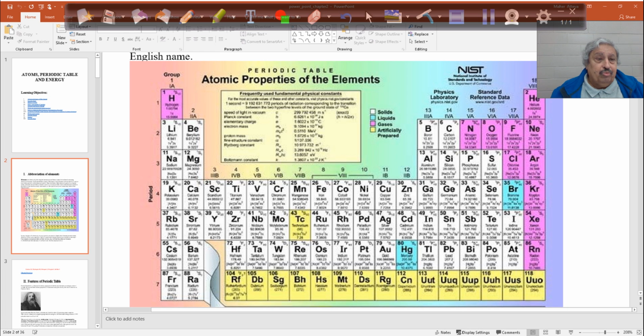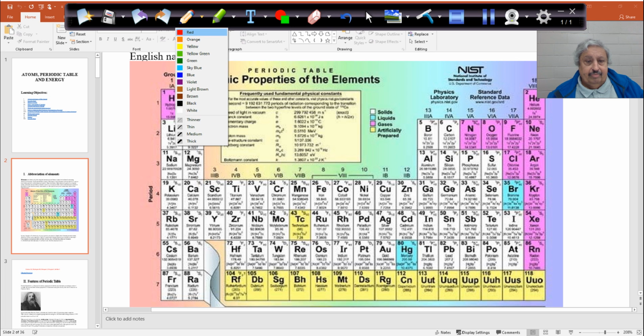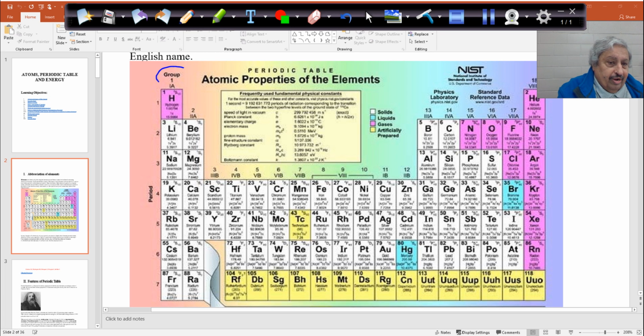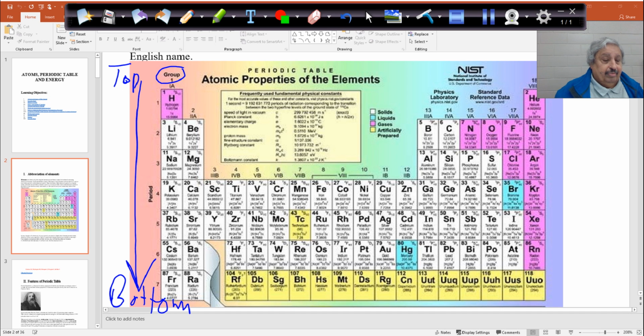We have group number one up to group number 18. Correct. So here it is. Maybe take the red here. Group number one, the group is going from top to the bottom. So this is the top, and this is the bottom of this periodic table.